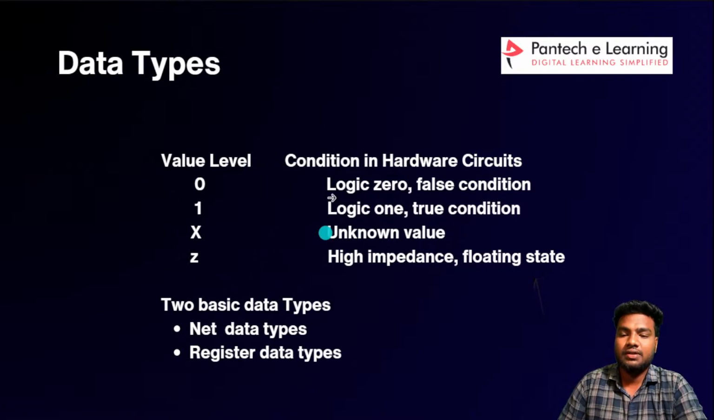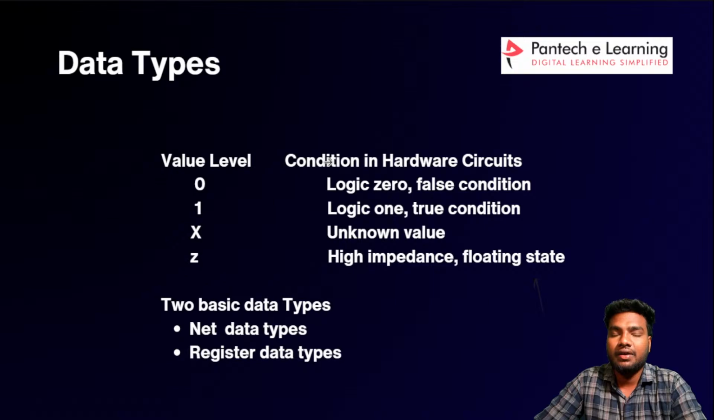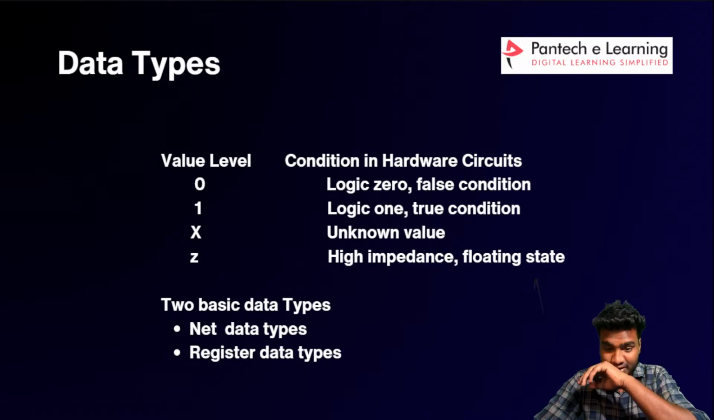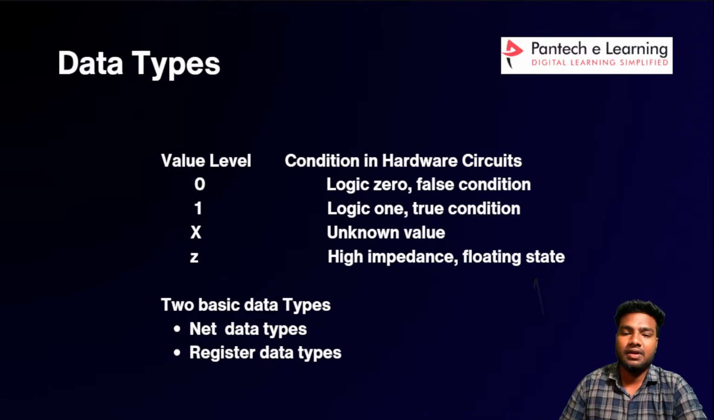Now let's look at the values we have in Verilog. We have four values: 0, 1, x, and z. We know that x means an unknown value, between 0 and 1 only. So it may be 0 or 1, it won't be z. But z is a high impedance, floating state, so it has a high impedance value. So we have these types of values in Verilog.